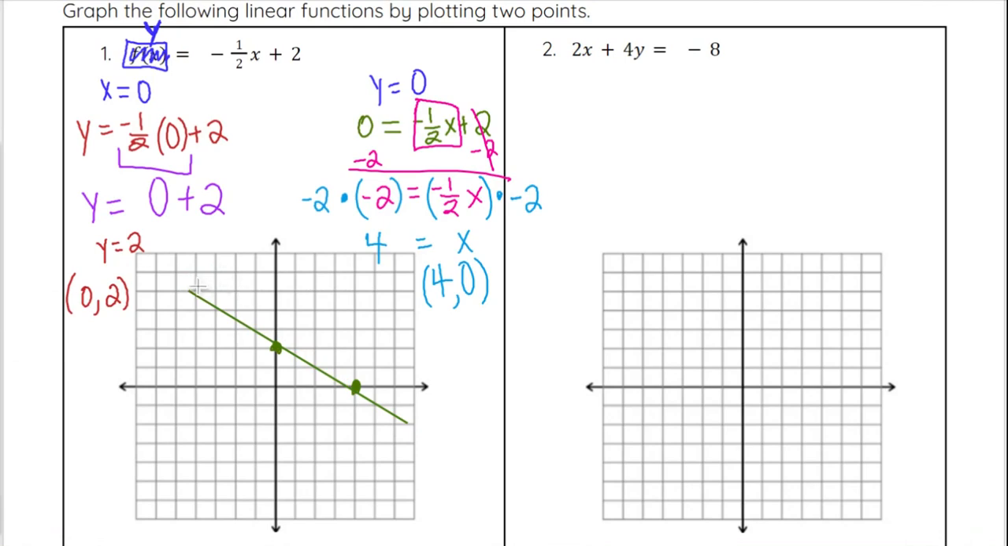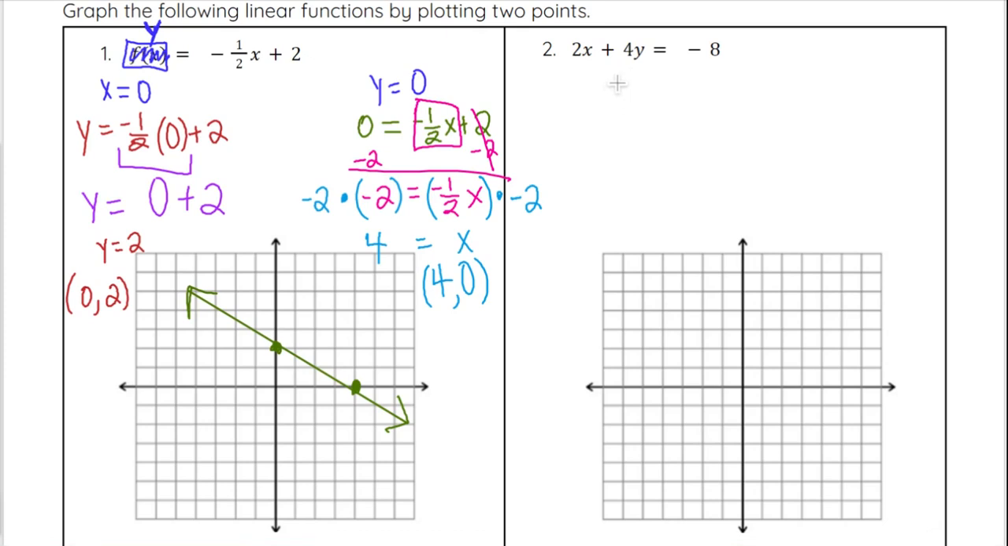So just keep in mind that you only need 2 points to create a line, so that's why we just need these 2 points. So this is an option. Any linear equation, we can just plug in the 0 for x and 0 for y, get 2 points, and connect those 2 points and create that line.